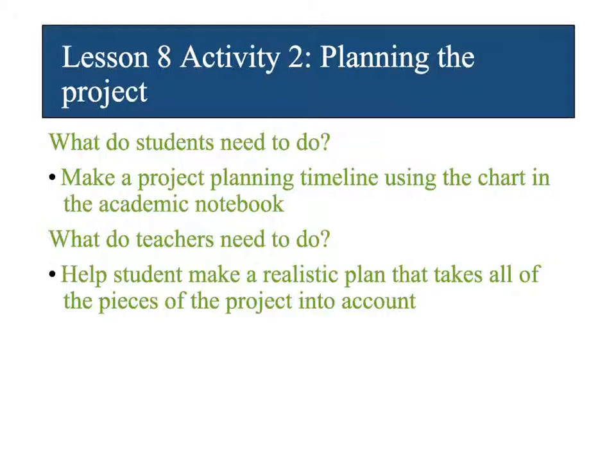In Activity 2, students are going to make a project planning timeline, and that is in their academic notebook. It asks them what they need to do, what resources they need to be able to get that part of the project done, and how they'll go about doing it. It also has them set interim deadlines. So when do I need to have this done by? What are my goals for each session as I sit down and work on this project?